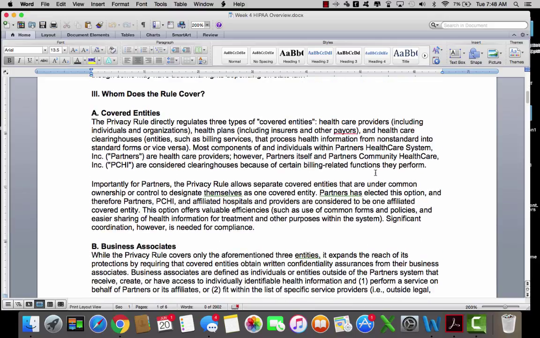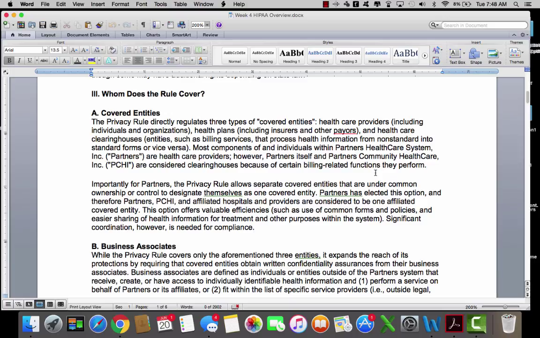The rule covers what's called covered entities. And covered entities are healthcare providers, so it could be a physician practice, it could be a hospital, could be a nursing home, those people that provide healthcare. It also covers health plans, so your insurers, folks like that. It also covers healthcare clearinghouses, so folks like billing services, the people that are kind of the go-between between the healthcare provider and the health plan.